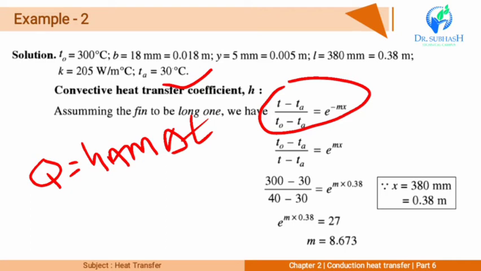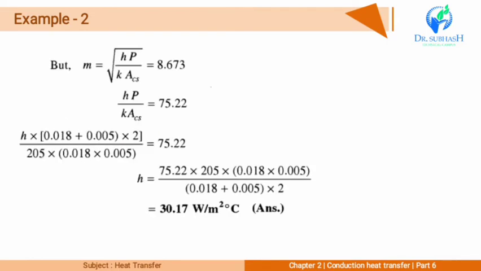Now putting the values of T0, Ta and T, we get (300 minus 30) divided by (40 minus 30), and putting the value of x, that represents the particular distance, 380 mm, e raised to m multiplied by 0.38. By mathematical simplification, we get e raised to m into 0.38 is equal to 27. So m is equal to 8.673. Now we can easily find the value of h.